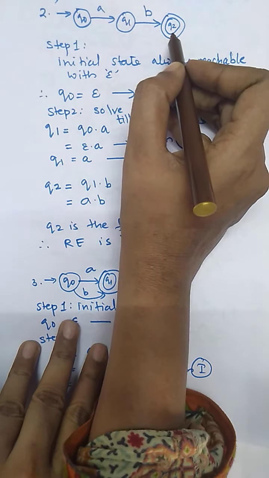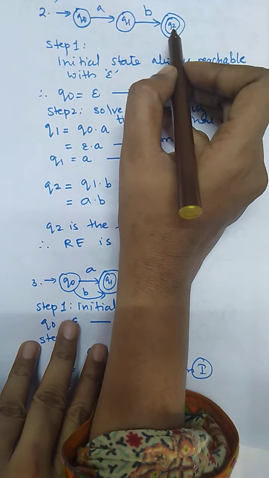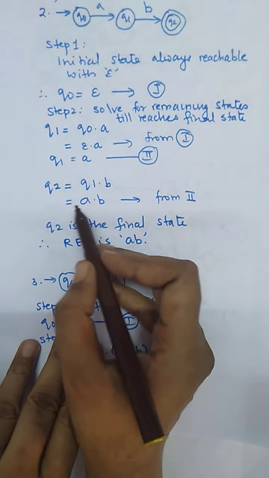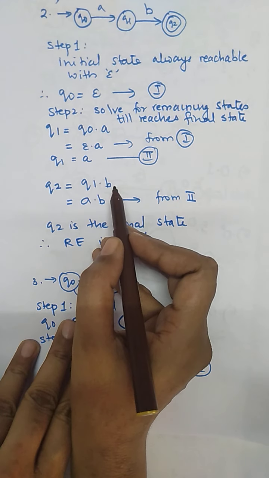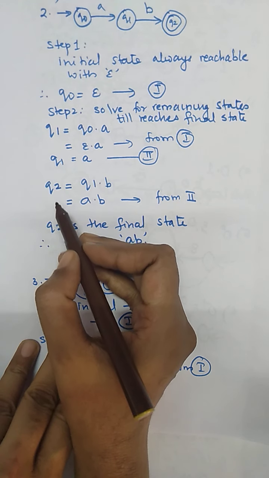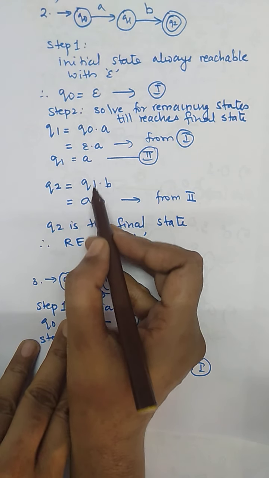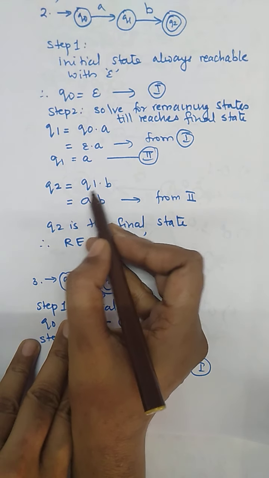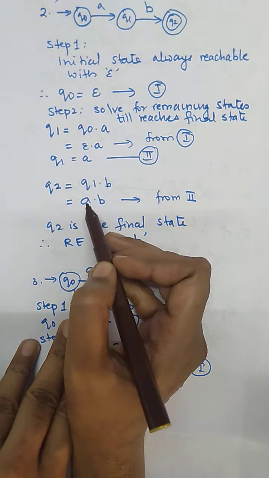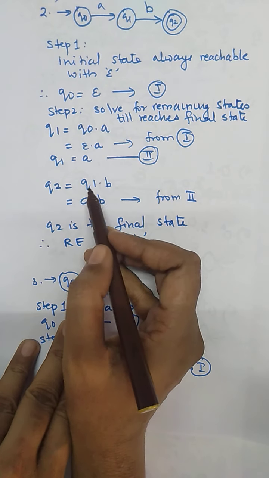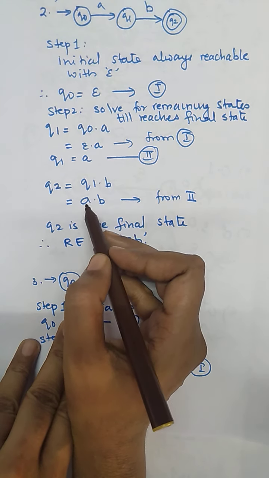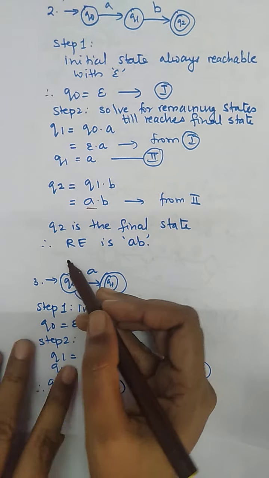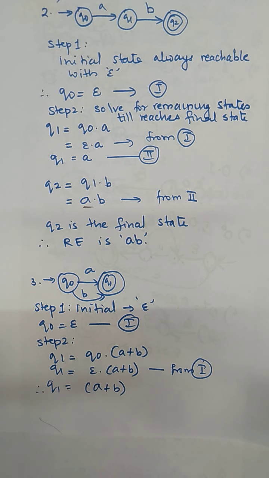Now we want the regular expression for Q2. How can we reach Q2 from Q1? Q1.B. So Q2 is Q1.B. Q2 is the final state, and I don't want any state name in the regular expression of any state. So how can I remove Q1? By putting the value of Q1. Q1 is A. So Q1 with value A, then B, will be the regular expression for Q2. The regular expression for the final state Q2 is AB.